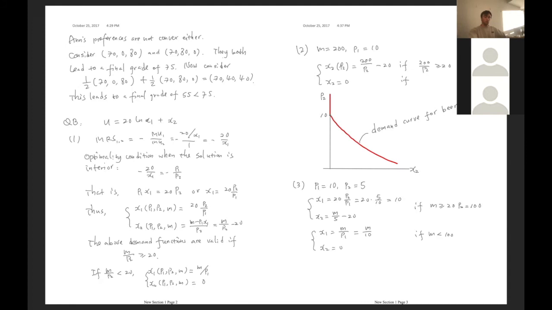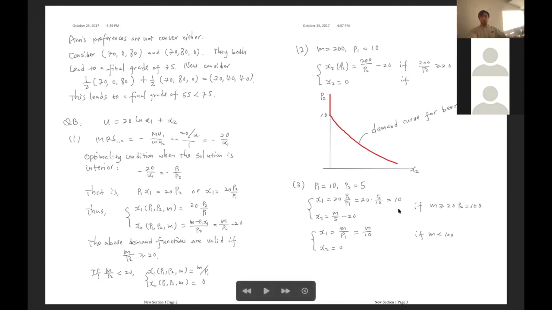If we move on to part 3 now, we suppose that the price of good 1 is 10 and the price of good 2 is 5. And we have to draw Bob's Engel curve for pizza and beer. You guys have covered all of this, right? Not just demand curves. All right, great.